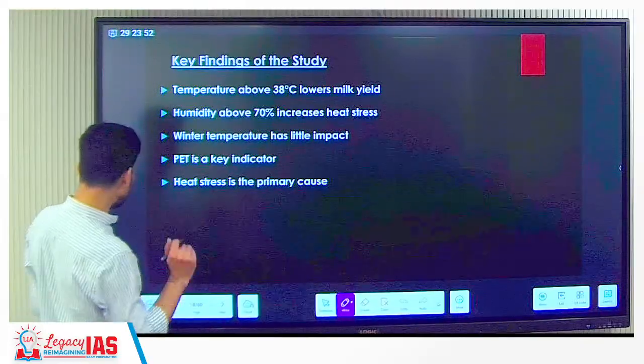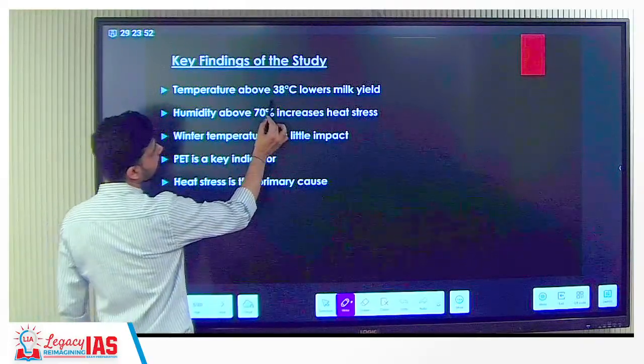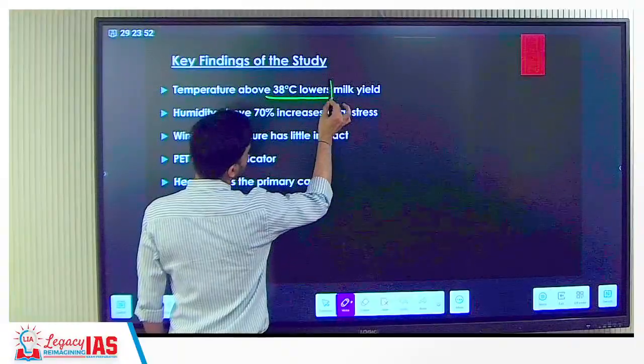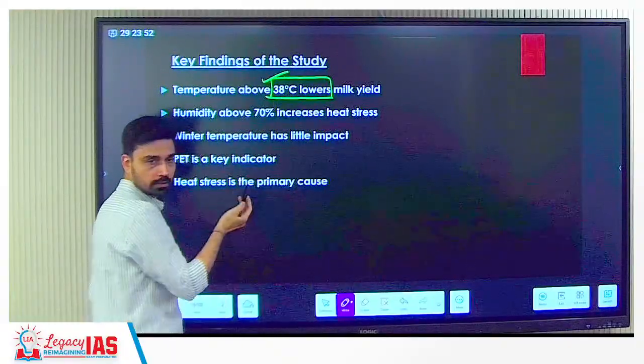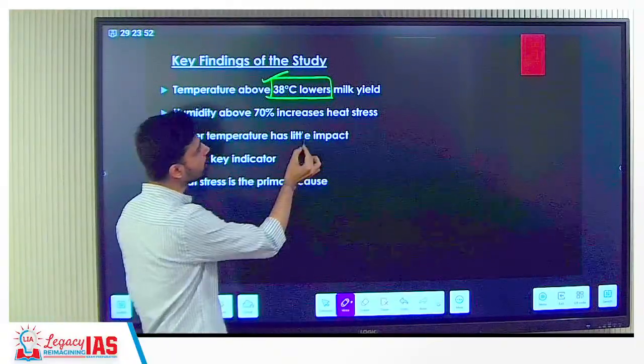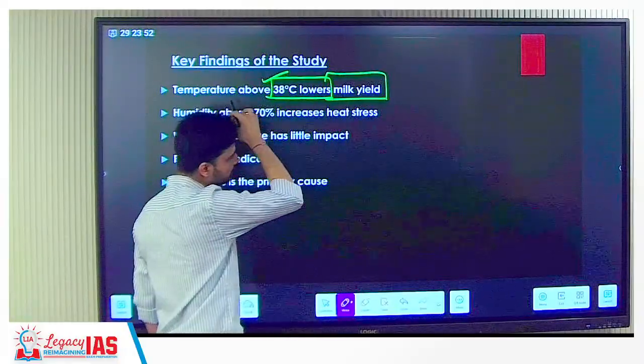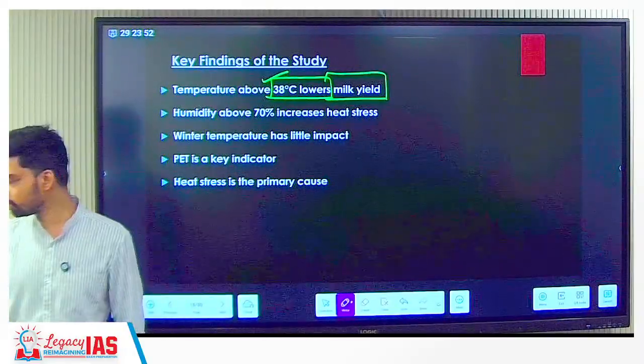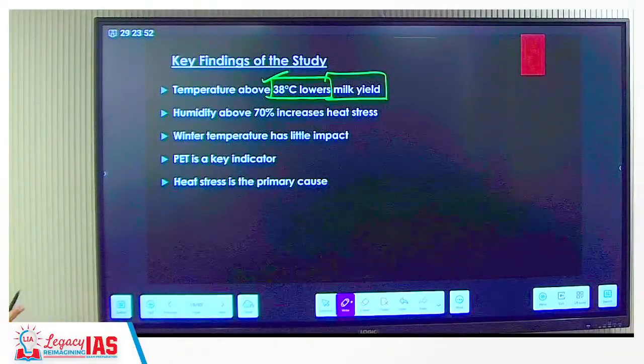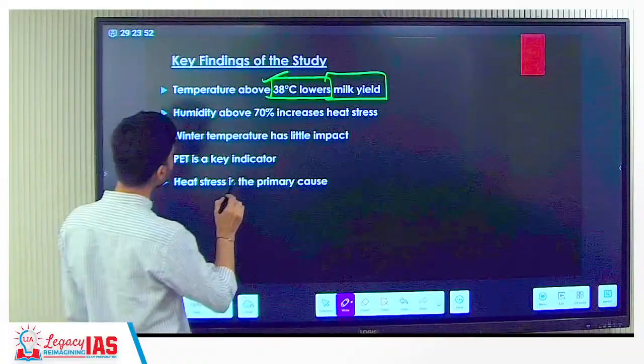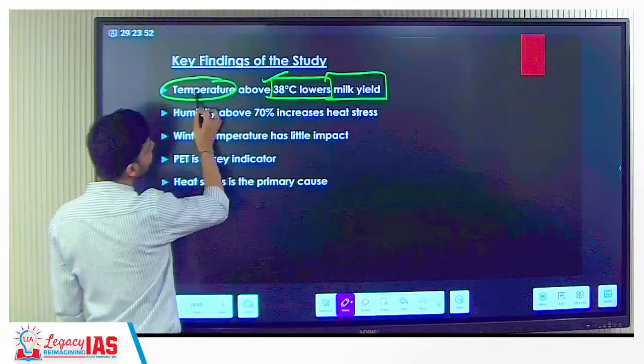Now, what is the key finding of the study? The study says that if temperature goes above what level? 38 degrees Celsius. That's when the lowering of milk yield starts. That means we can say the cattle of India are very resistant up to 37, 38 degrees Celsius. They can adjust. Similarly, not only temperature but even humidity plays a role here.